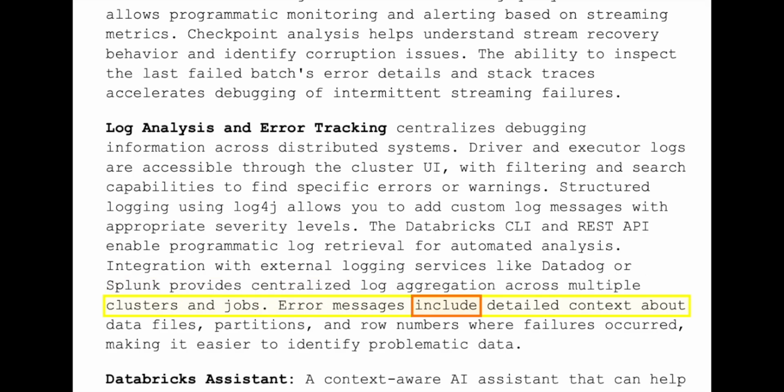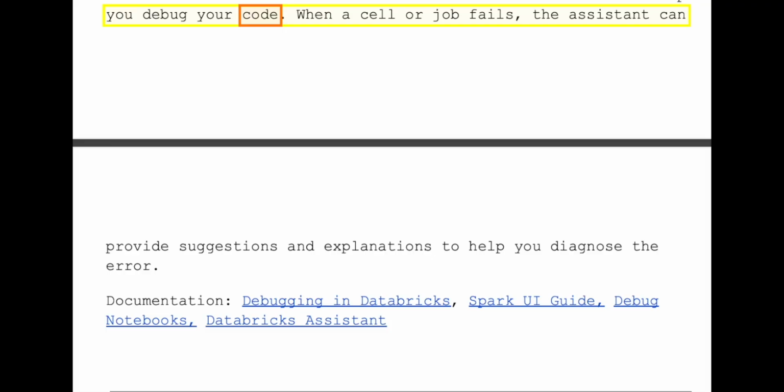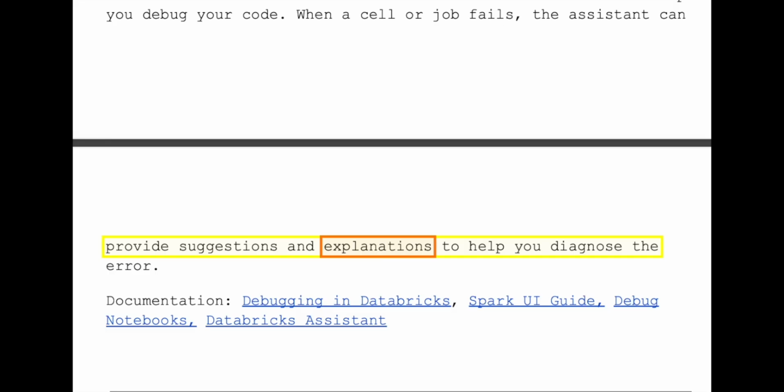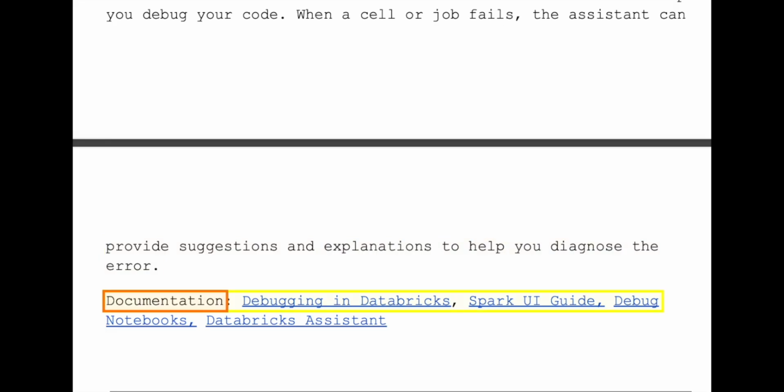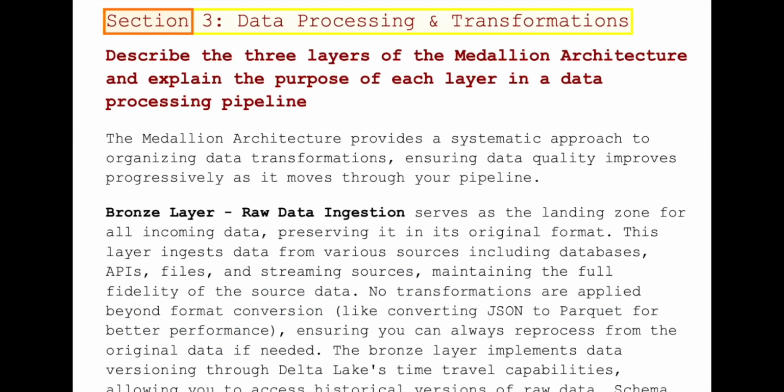Error messages include detailed context about data files, partitions, and row numbers where failures occurred, making it easier to identify problematic data. Databricks Assistant, a context-aware AI assistant, can help you debug your code. When a cell or job fails, the assistant can provide suggestions and explanations to help you diagnose the error. Documentation: Debugging in Databricks, Spark UI Guide, Debug Notebooks, Databricks Assistant.